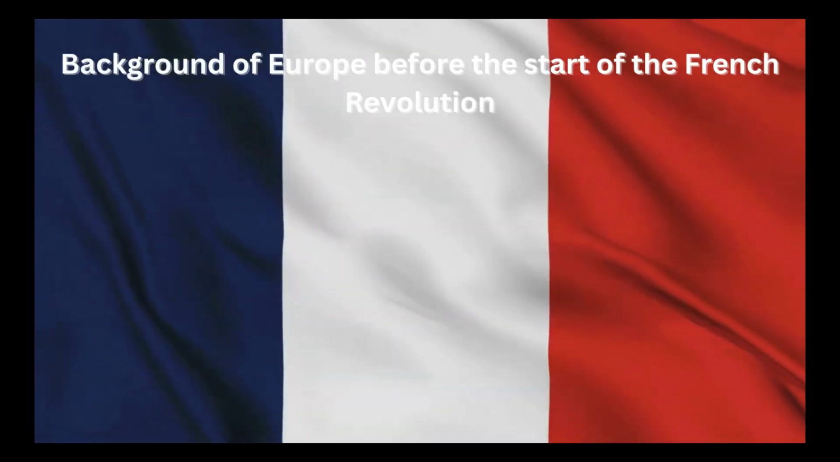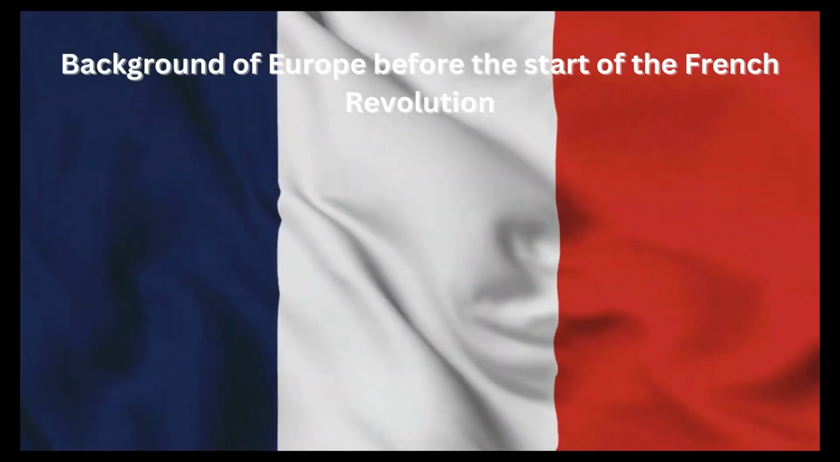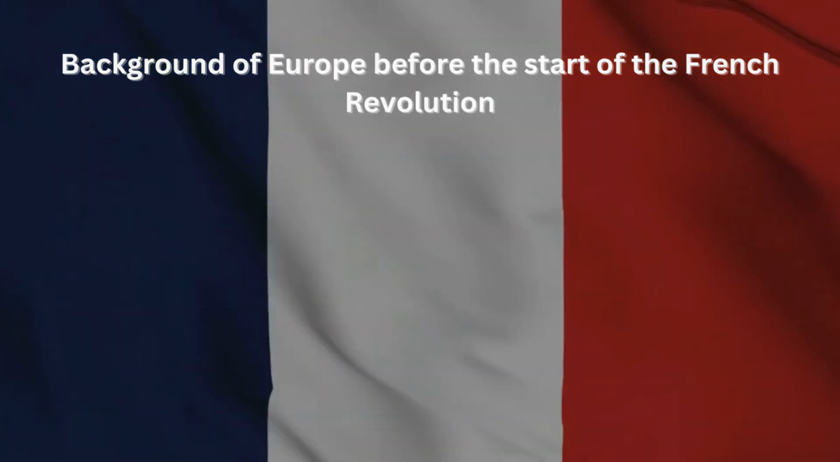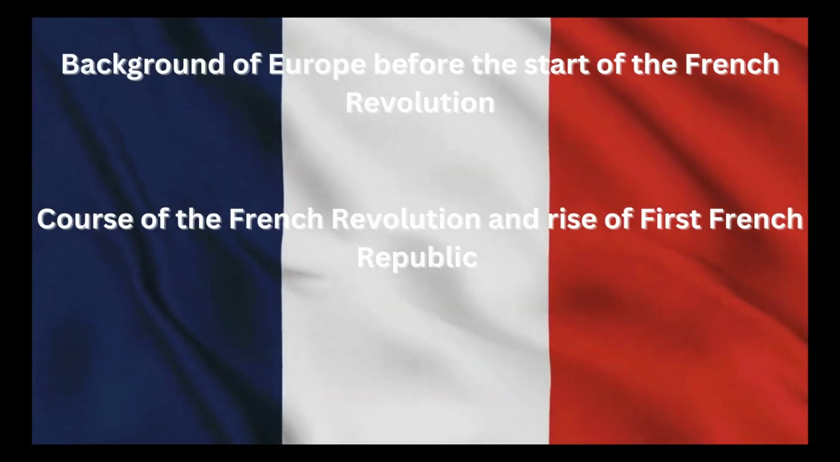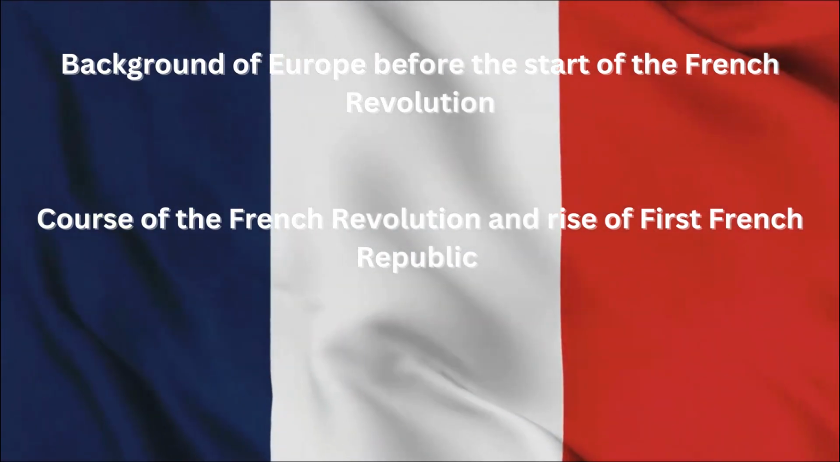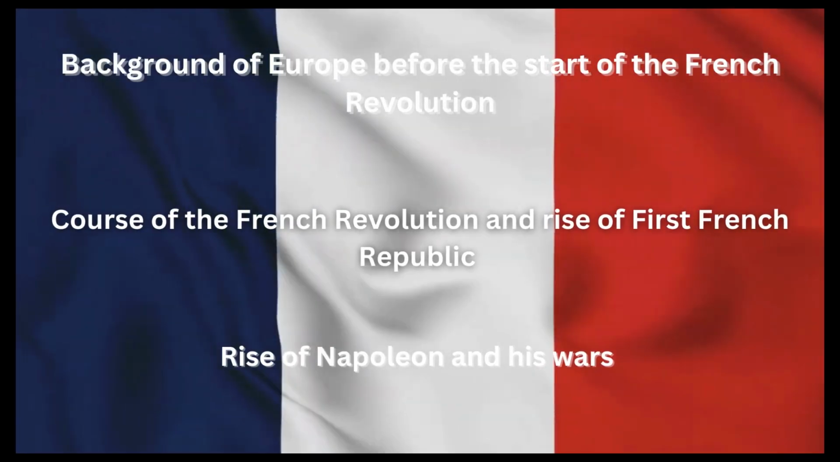Now, before moving any further, let's set an agenda over what all we'll be covering in this video series. First, we'll explore the background of Europe before the start of the French Revolution, examining the major developments in each of the dominant powers during that time. Second, we'll navigate through the course of the French Revolution itself and the rise of the First French Republic. Lastly, we'll delve into the rise of Napoleon and the wars he waged.